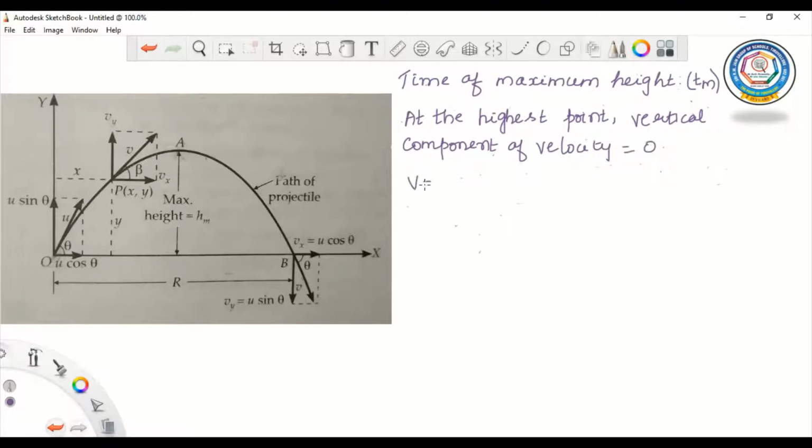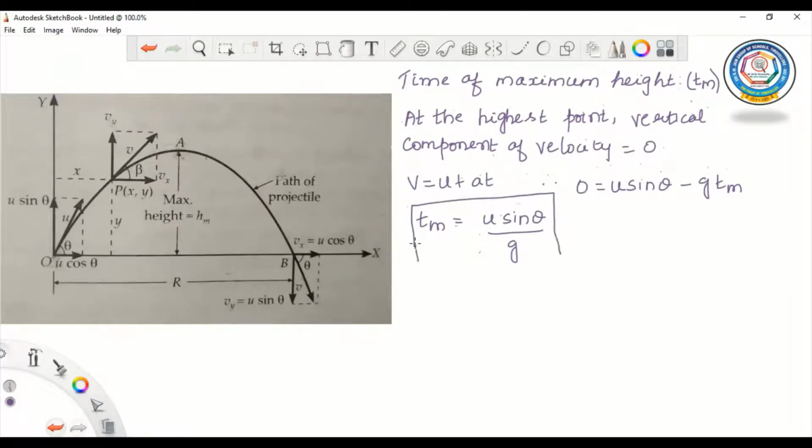Now let us take the first equation of motion, v is equal to u plus at. Therefore we can write 0 is equal to u sin theta minus g Tm, where Tm is the time of maximum height. So what is the time of maximum height? Tm is u sin theta divided by g. Again, this is the most important formula while solving problems. Next, let us calculate the time of flight.